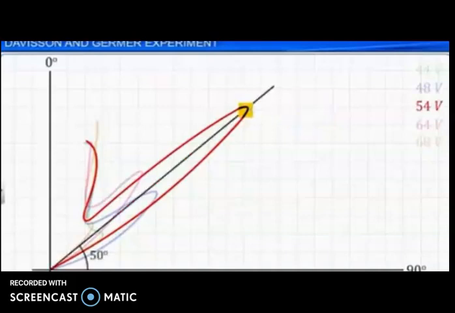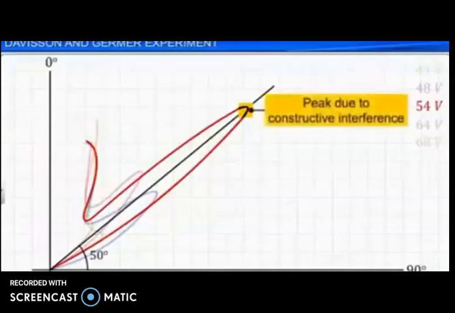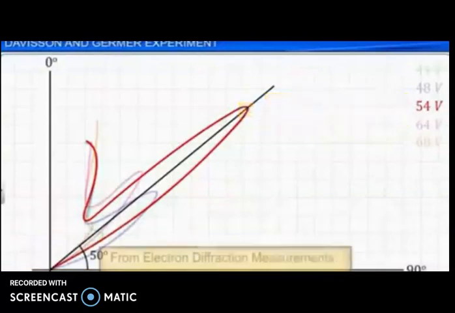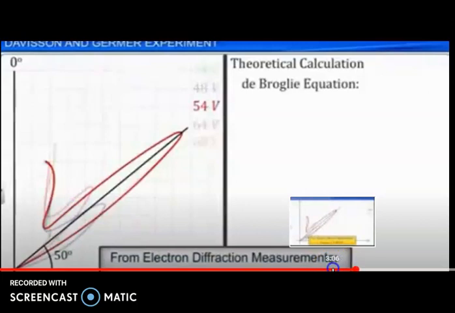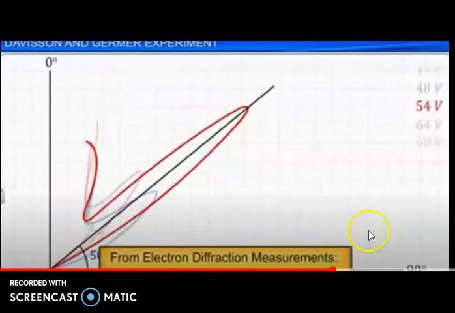The appearance of the peak in a particular direction is due to the constructive interference of electrons scattered from different layers of the regularly spaced atoms of the crystal. From electron diffraction measurements, the wavelength of an electron, denoted by lambda, was found to be 0.165 nanometers.